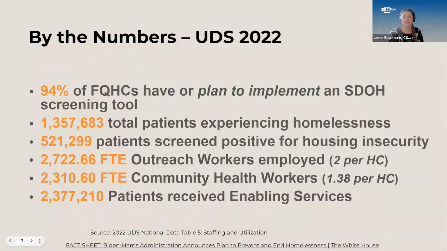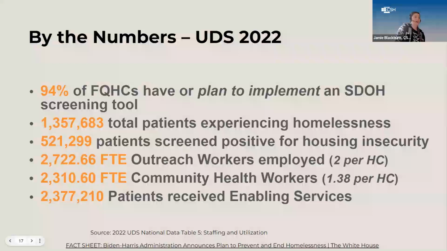That's quite common, and certainly these numbers are not reflective of what we know to be the bigger picture. This is certainly only a snapshot. We know that the number of outreach workers and the number of those doing enabling services are going up. So we have about 2,700 outreach workers, roughly 2 per health center, about 2,300 CHWs, community health workers, roughly 1.38 per health center, and over 2.3 million patients receiving enabling services.